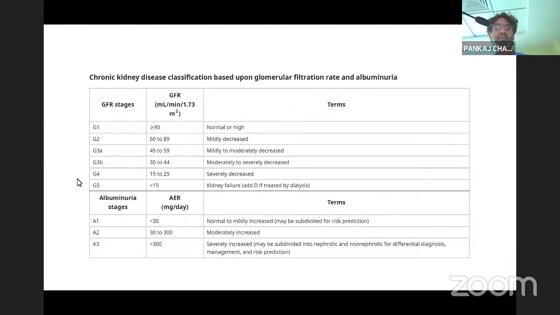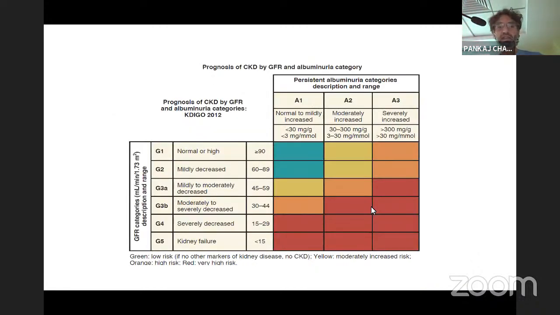Chronic kidney disease can be divided according to GFR into 5 grades. As we all know, more than 90, 60 to 89, 45 to 59 and 30 to 44 are grade 3, divided into A and B, and 15 to 29 and less than 15 being grade 4 and grade 5. They can also be divided by albumin excretion ratio into 3 parts, A1, A2, A3: less than 30, 30 to 300, and more than 300. This is the pictorial representation of the division of CKD by means of GFR.